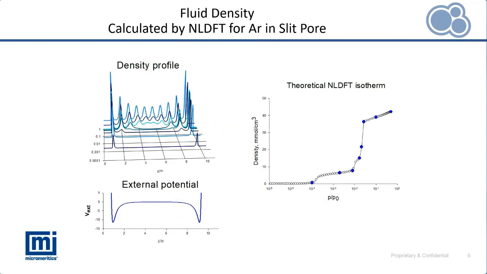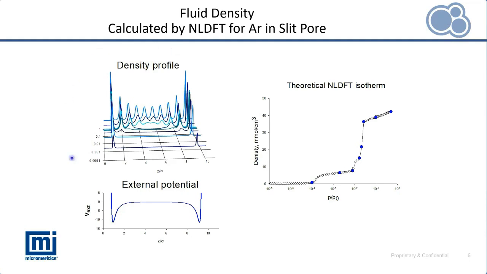Here we illustrate adsorption in a slit pore. A slit pore is created by two layers of graphite that are in parallel. So here is one layer, here is the second layer or surface of graphite. So the potential of such a pore is very symmetrical. Now, it has two minima in this case.